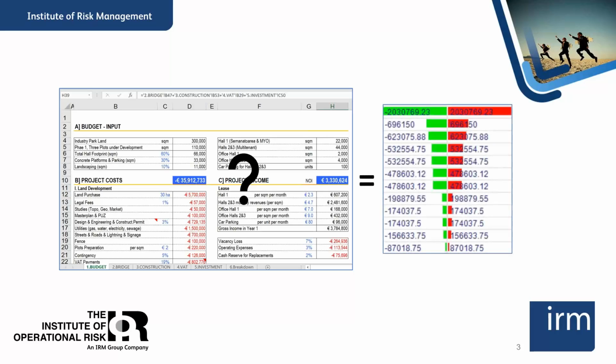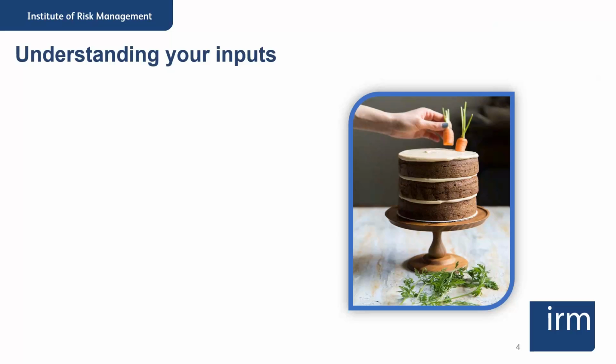We can then rank them in order to see which inputs are causing the biggest change to our project budget, or NPV, or whatever other type of model that you're looking at. Now, my boss, Ian Baker, uses an analogy that I very much like about quantitative risk analysis and sensitivity analysis.